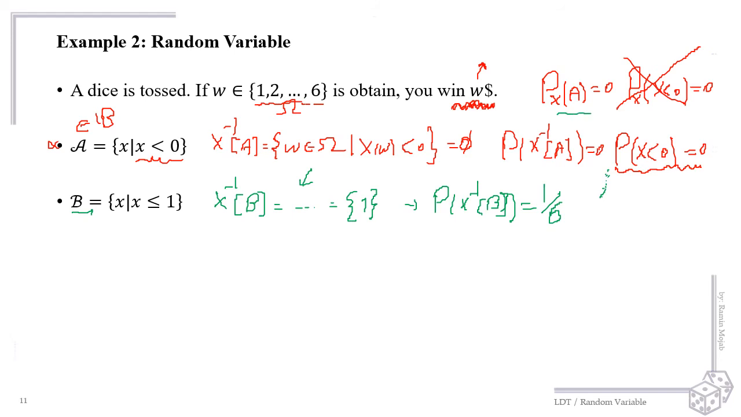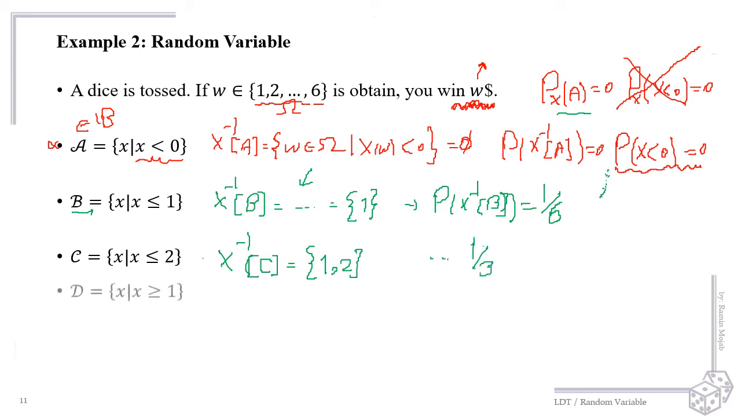The same, you can write other functions here too. Let's consider another interval. Here the preimage of C under X is 1 and 2, and therefore the probability is 1/3. Here the inverse image of D under X is omega, because X is always greater than 1, and therefore its probability is 1.